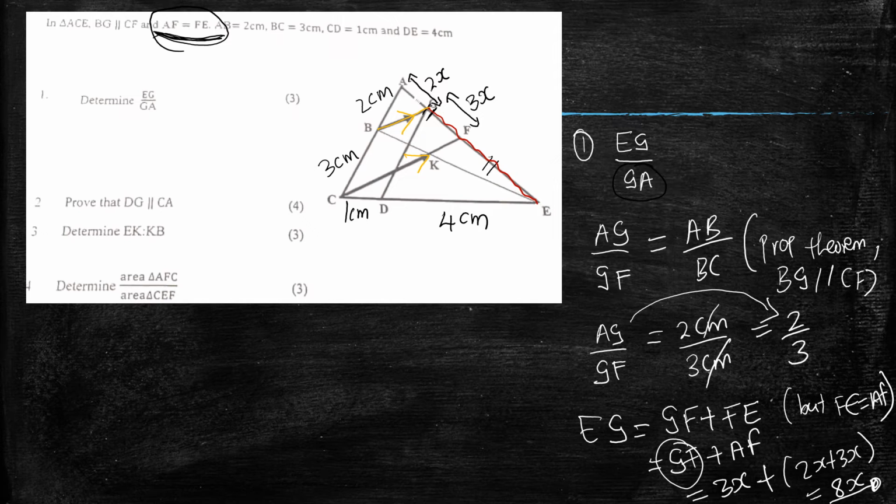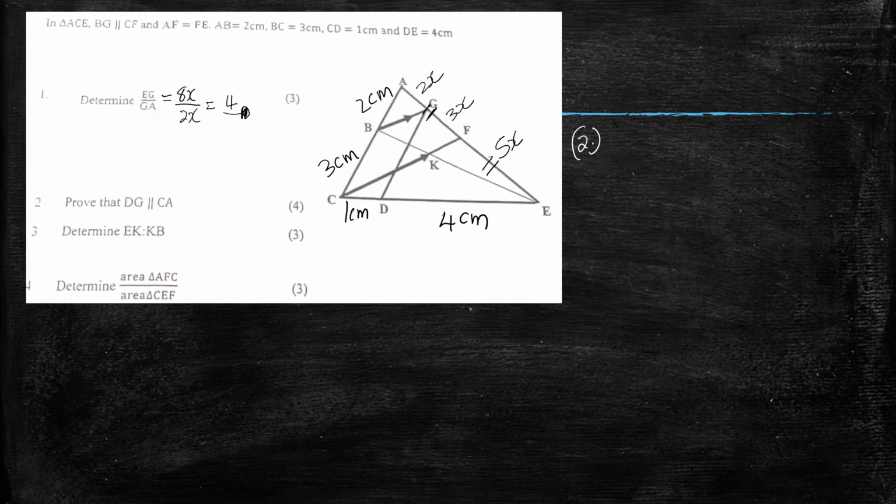We can now go and get the ratio. Very simple. Our EG, which is 8x, over our GA, which we just calculated, it is 2x. So x and x will cancel. 8 divided by 2, this will be 4 over 2. Can you see? So it will finally give us 4 as the ratio, or we can write it as 4 over 1, which is 4. That's the ratio of EG over GA.